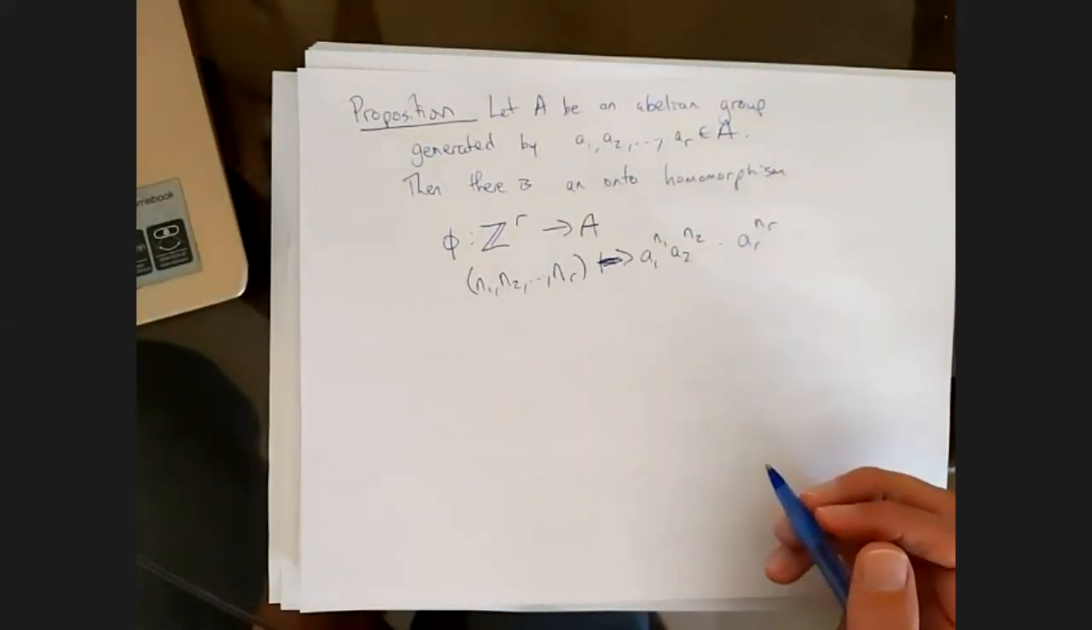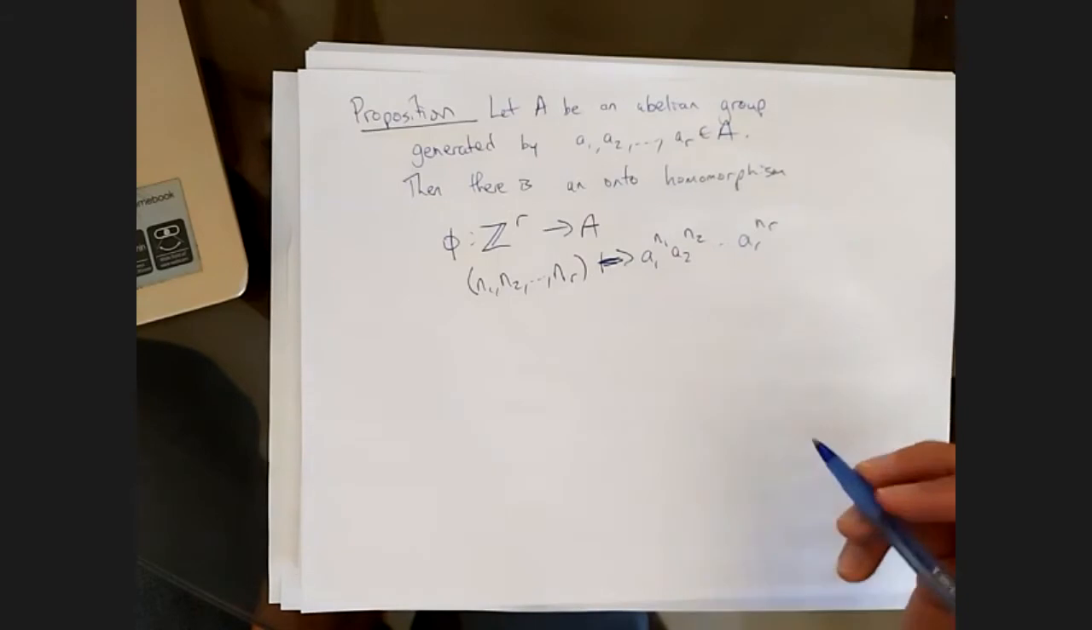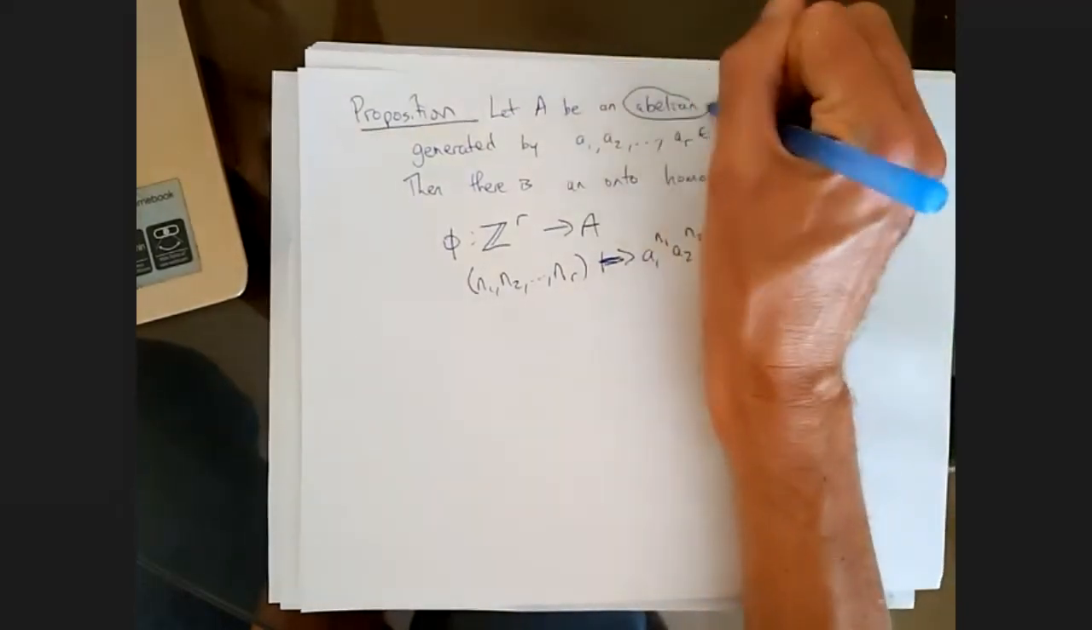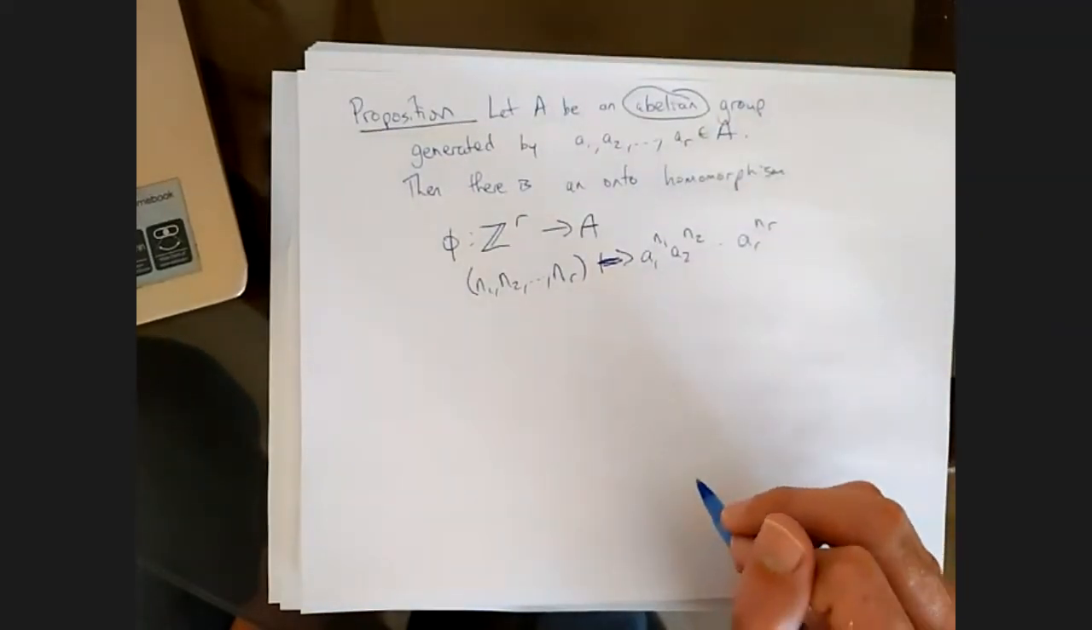In the notes, I now see that there's a typo. I say if G is any finitely generated group. This is true, but it's only true for abelian groups. Sorry about that.